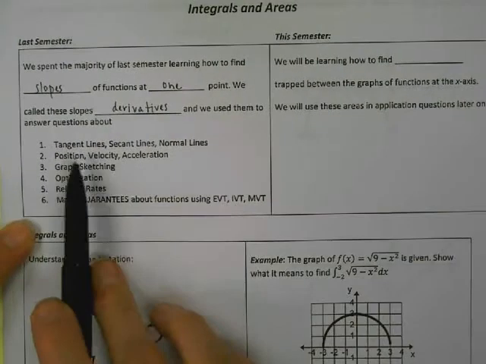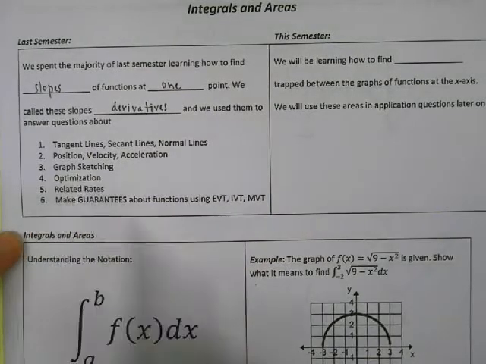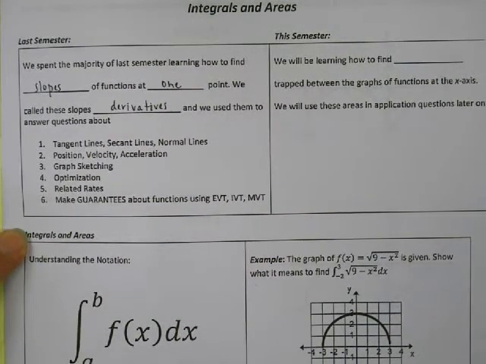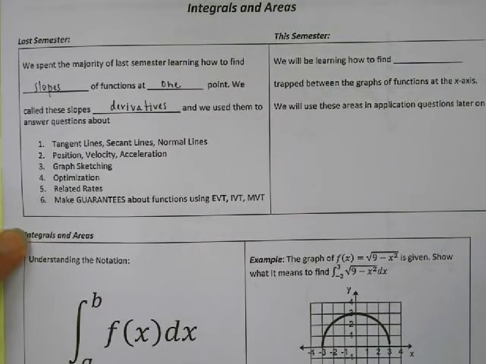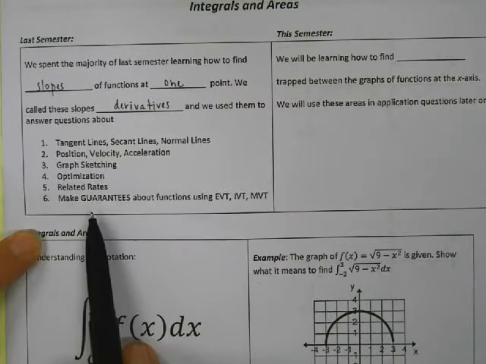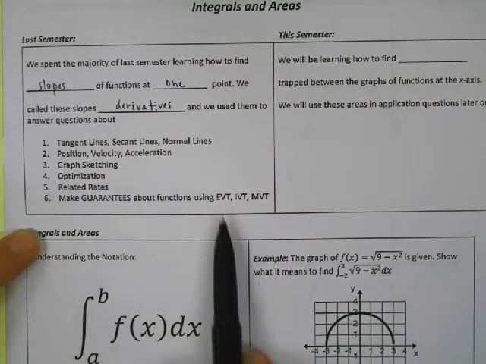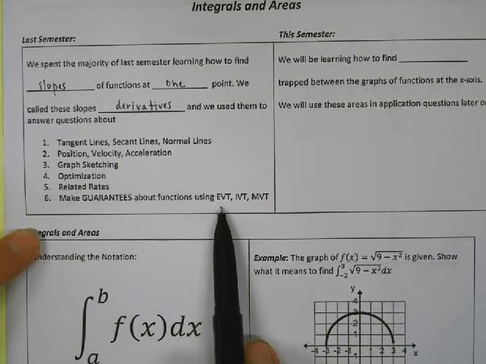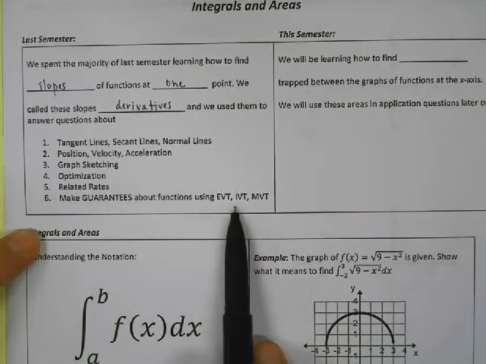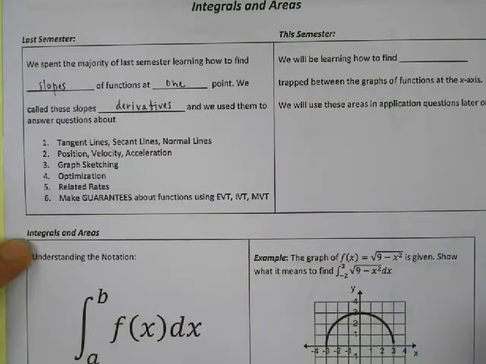So we had the slopes of tangent lines. We talked about position, velocity, and acceleration. We used them to sketch graphs of functions. We did optimization and related rates problems. And then we could make guarantees about either values of functions or the slopes of functions using those big theorems. If you remember, the extreme value theorem, the intermediate value theorem, and the mean value theorem. So that was all last semester, really focused on those derivatives.